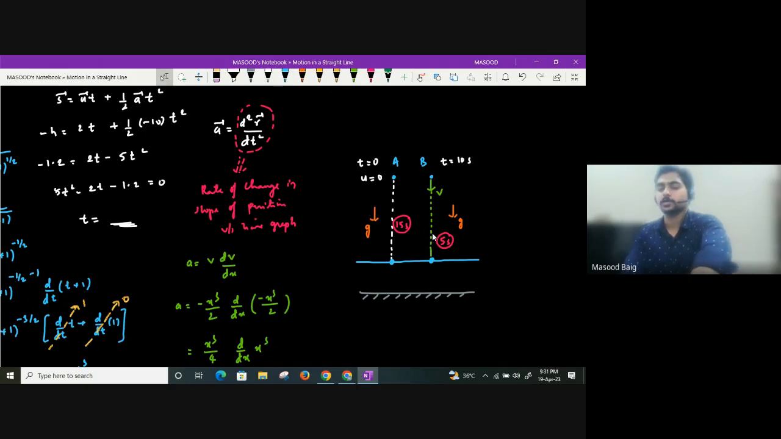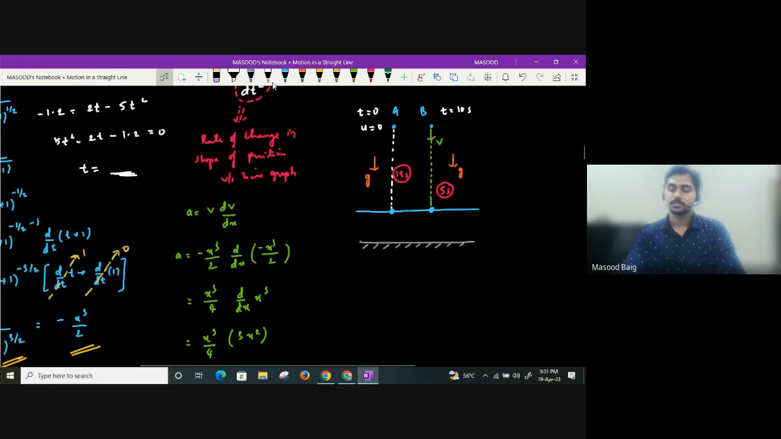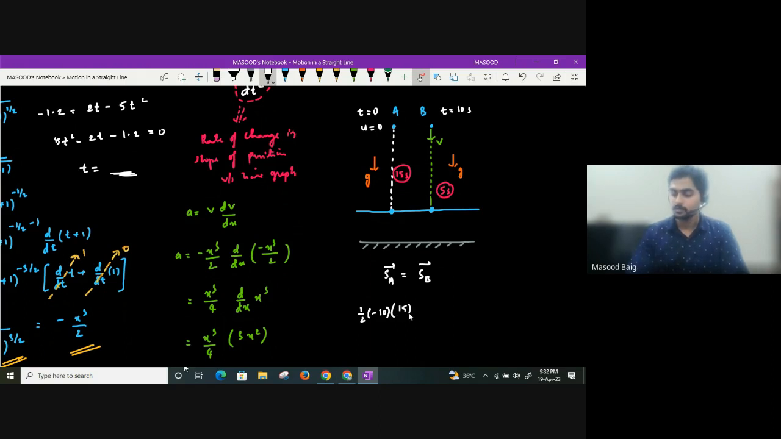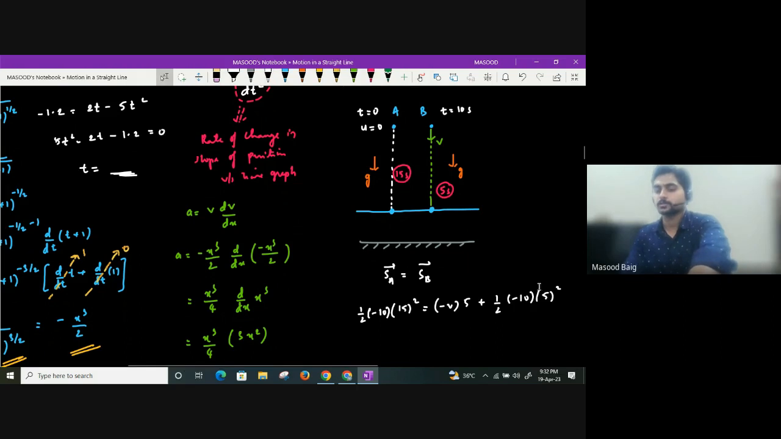Okay. So what can we write here? Whatever displacement of A is there should be equal to displacement of B. Initial velocity is not there for A, how will you write, beta? u value will be 0. Half into acceleration, which is minus 10, for how much time did it travel now? 15 square. Here initial velocity is there, in which direction? Downward direction. So I'll write minus v, for how much time did it travel, beta? 5, plus half into g value minus 10 into 5 square. Did you understand the logic, everyone?